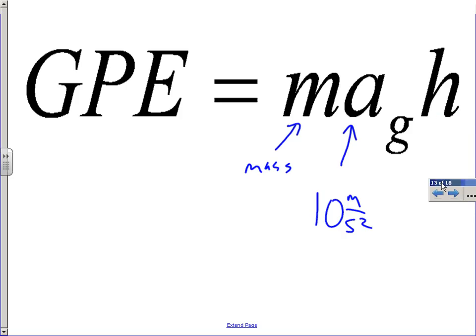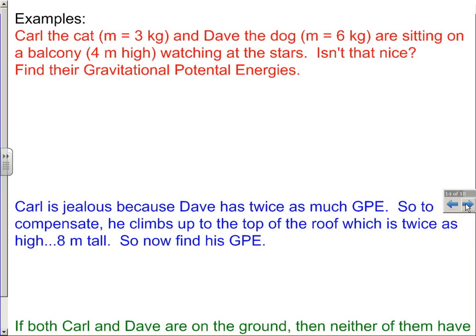I won't go into the reasons behind it. I don't think most of you probably care. If you do care, feel free to ask me in class and I'll explain it to you. This h here represents the height of the object, how high the object is. It represents the height that the object has the potential to move down through. Okay, so let's do an example.